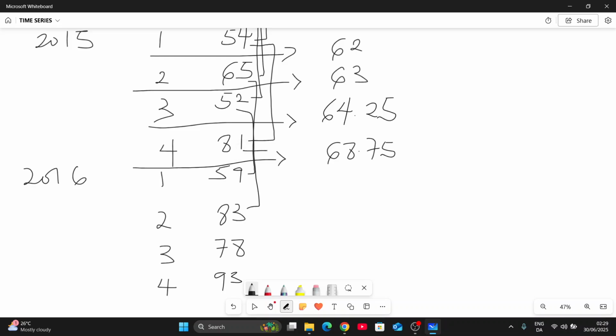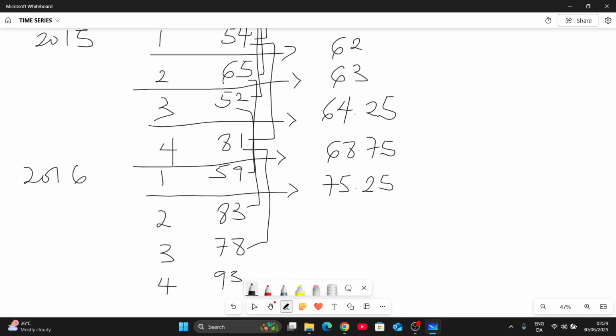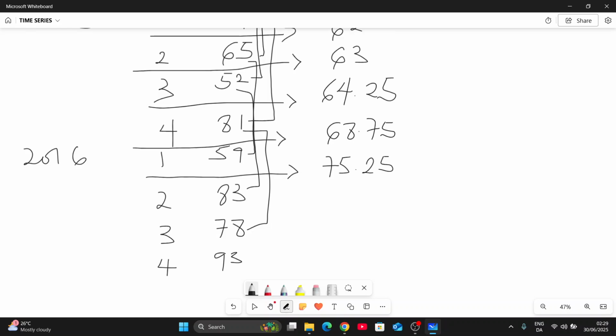Then we have from 81 to 78. 81 plus 59 plus 83 plus 78. Also have 75.25. Then lastly, we have from 59 to 93. 59 plus 83 plus 78 plus 93. The average is giving us 78.25.